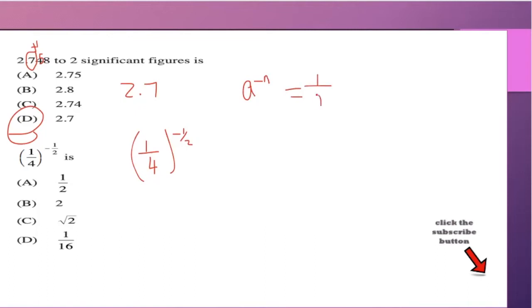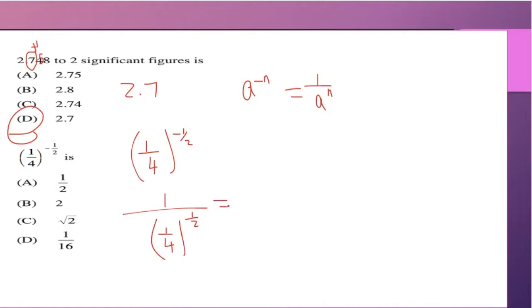Now I have a quarter raised to the negative a half. Now, what you can use, let's look at the rule. A to the minus n is equal to 1 over a to the n. So applying that rule is the same thing as 1 over a quarter raised to the positive a half. A half is the same as square root. So I can rewrite this as 1 over the square root of a quarter.